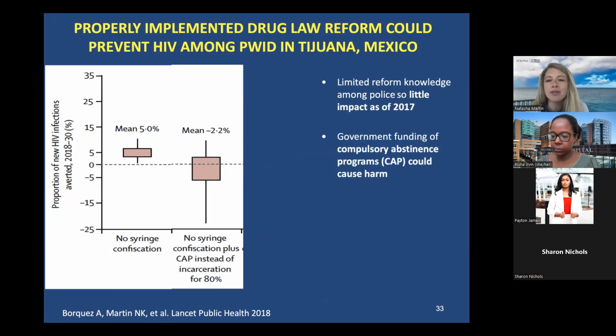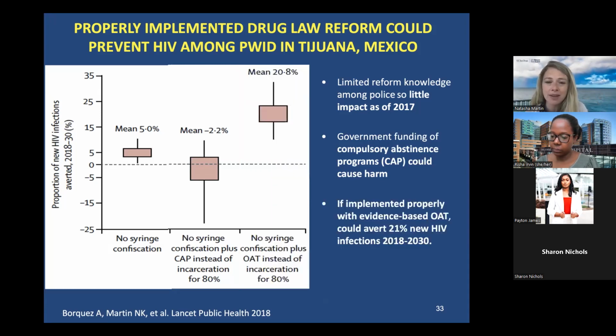Now, what we found was that these compulsory detention programs were associated with increased risk. And so when we put that into the model, the provision and expansion of those programs could actually mean that the total impact could have been negative, that we actually could have caused HIV infections because of increasing risk by diverting people to these non-evidence-based compulsory abstinence programs. So that could have caused harm.